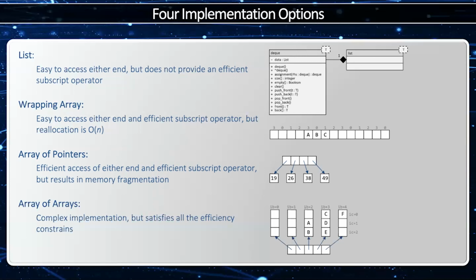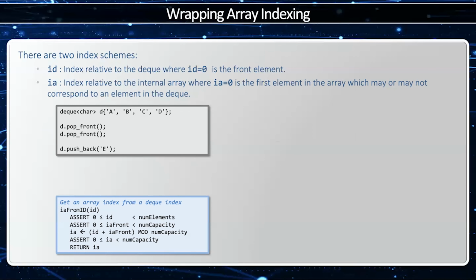Now we're going to focus on the wrapping array implementation. There are 2 indexing schemes associated with the wrapping array implementation. ID is the Deque index, and IA is the array index. Now, the Deque index, ID equals 0, is always the front element, and the IA is always the first element in the array, which may or may not be the first element in the Deque.